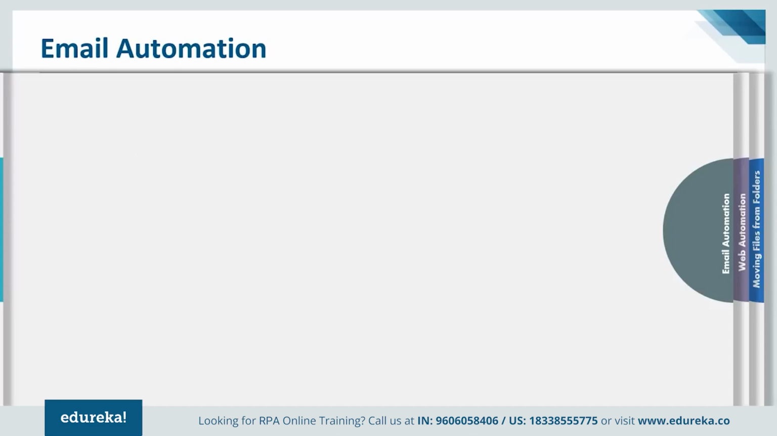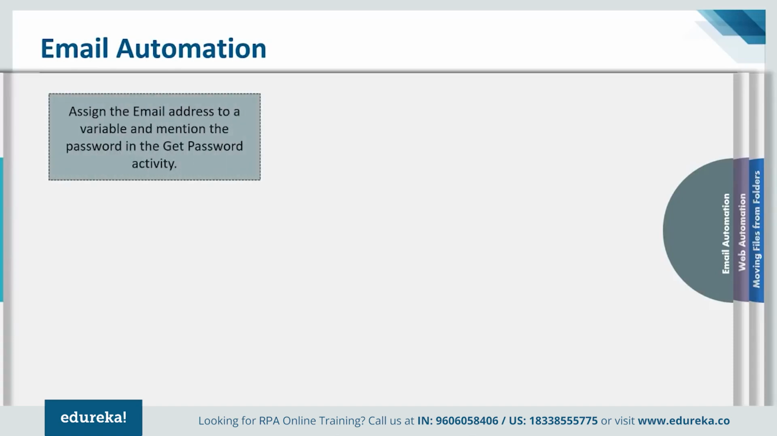Now to do that, before I go to the UiPath Studio, let me just tell you the process workflow. What I'm going to do is assign the email address to a variable, and then I'll mention the password in the get password activity.